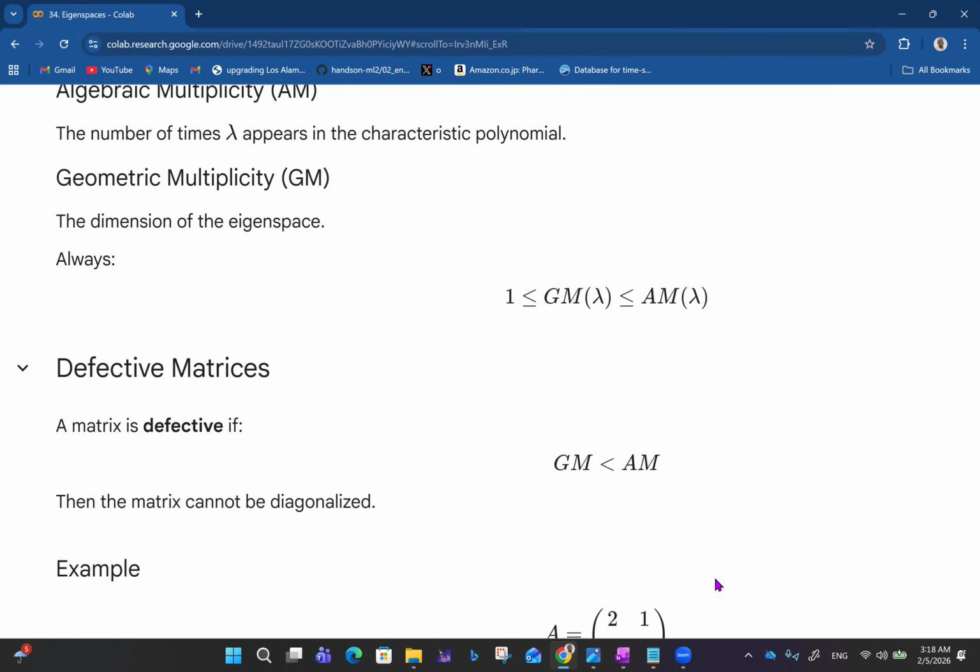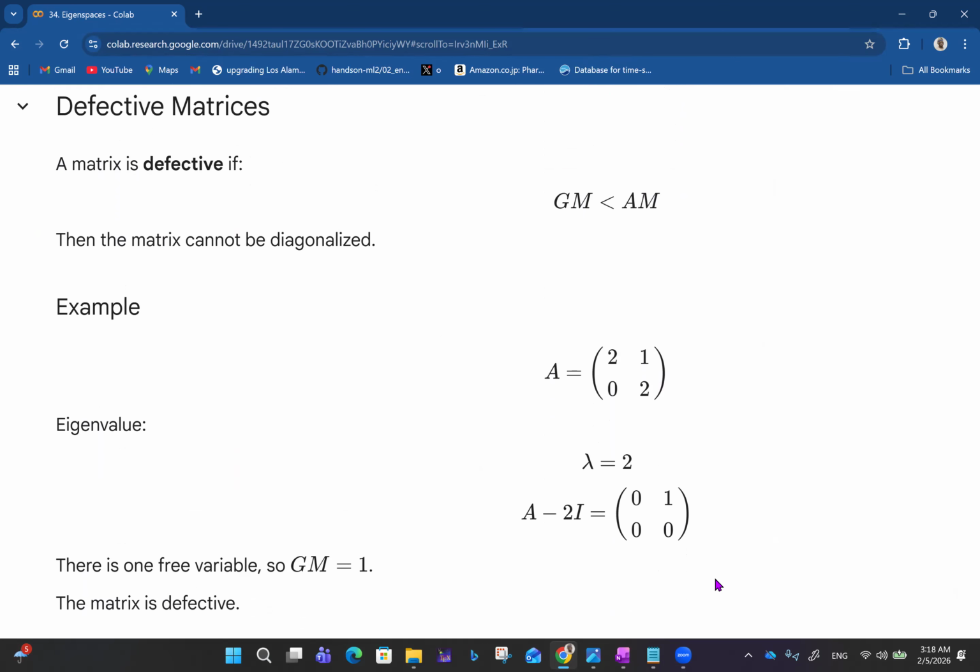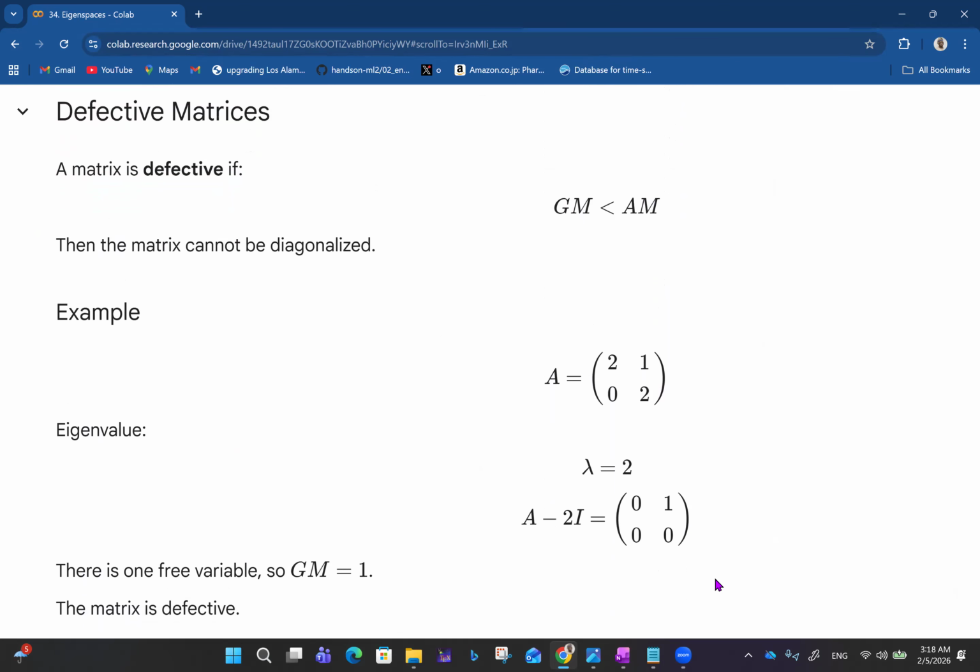of the eigenvalue. Then we have something about defective matrices. We say that a matrix is defective if the geometric multiplicity is less than the algebraic multiplicity. Then the matrix cannot be diagonalized. Example: A is 2, 1, 0, 2. You can see there are two eigenvalues, both 2, repeated. So it's the same 2 all the way.